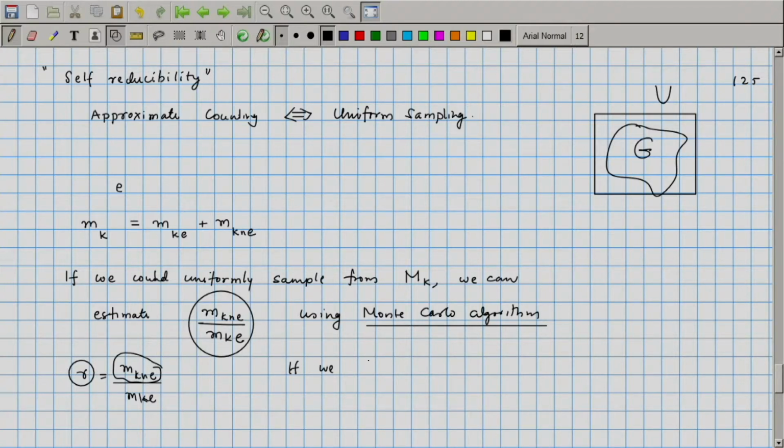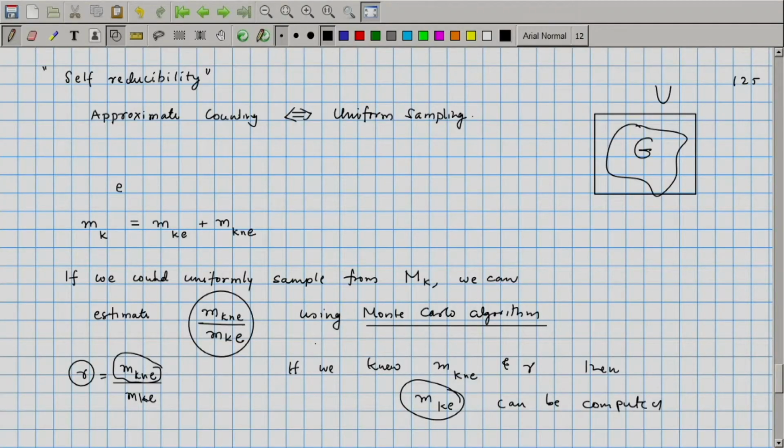Okay. So, if we knew MKNE and r, then MKE can be computed, just a multiplication, right. MKE is MKNE into 1 by r. So, this can be computed, and once this is computed, we can compute the sum, which is MK. So, if we could compute this ratio and MKNE, we are done in a certain sense. We have to argue that the errors in the approximation do not add up to render our algorithm futile. Okay. That we will do later.